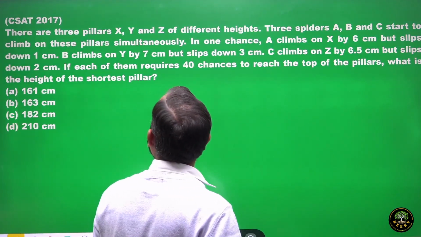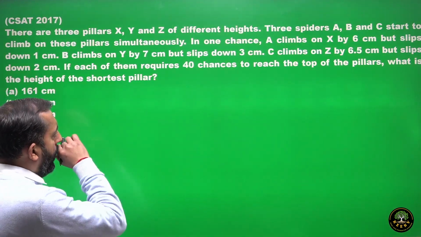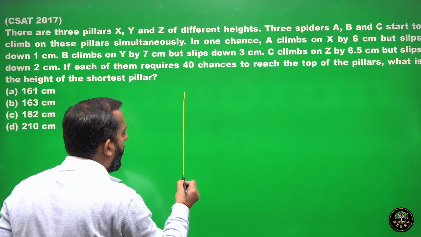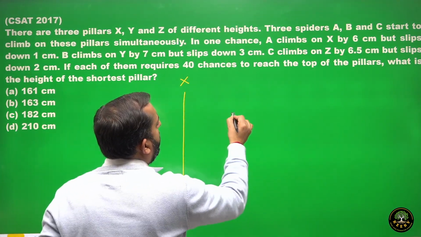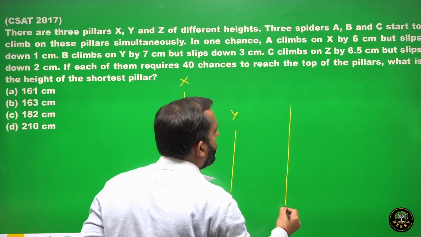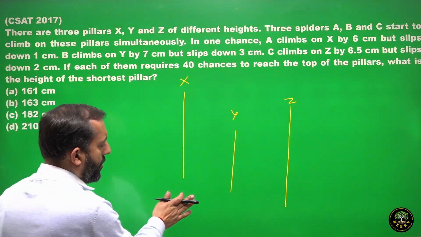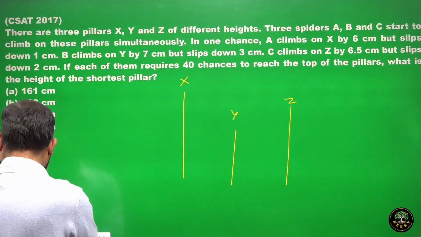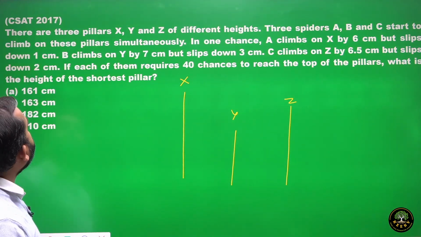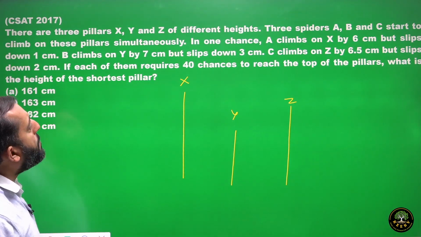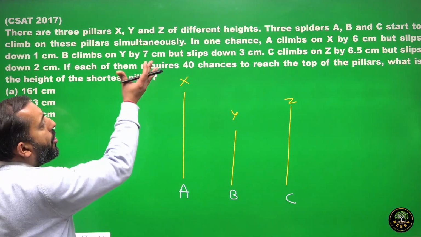Now this question says there are 3 pillars x, y and z of different height. So let's say this is pillar number x, pillar number y and pillar number z. They are of different height, so I have drawn them like this. Okay. Next statement. 3 spiders A, B, C start climbing on these pillars simultaneously. So A, B, C have started climbing.